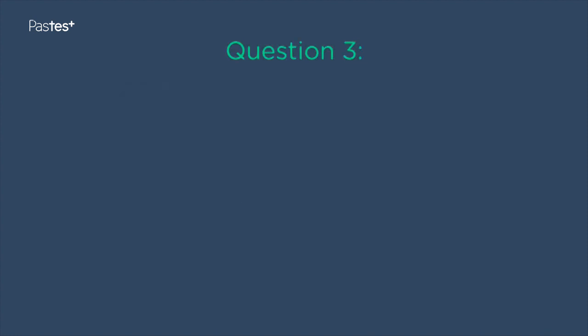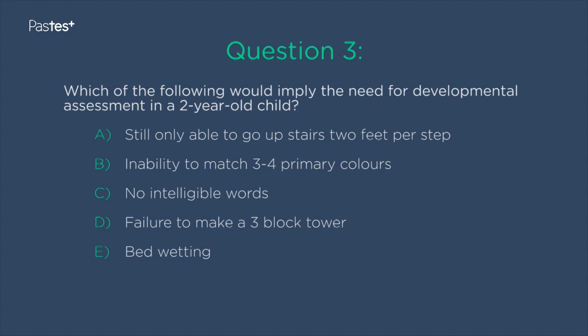Question 3. Which of the following would imply the need for developmental assessment in a 2-year-old child? A. Still only able to go upstairs 2 feet per step. B. Inability to match 3 or 4 primary colours. C. No intelligible words. D. Failure to make a 3-block tower. E. Bedwetting.